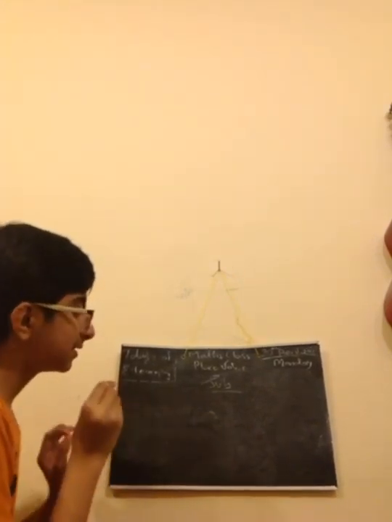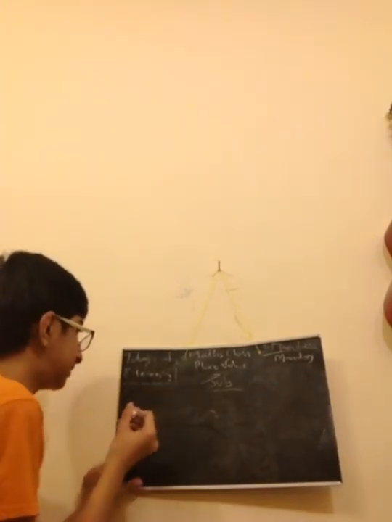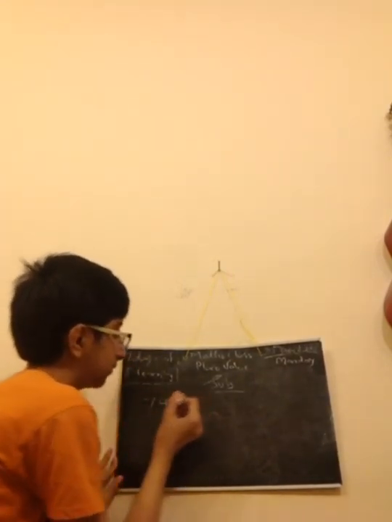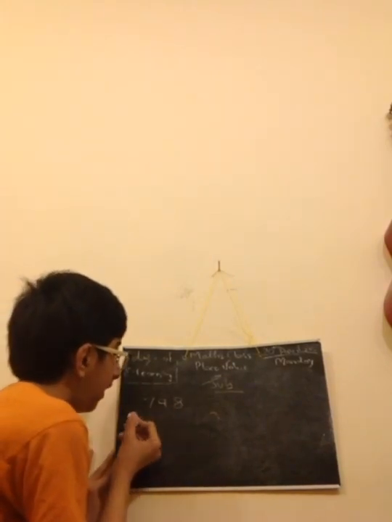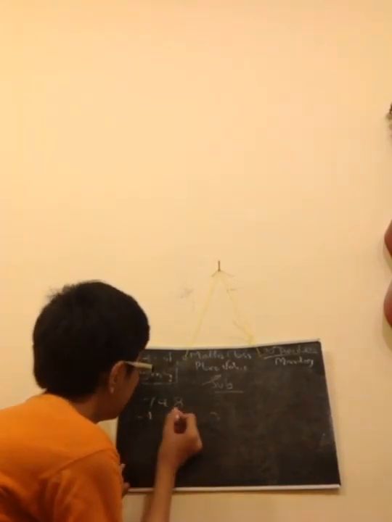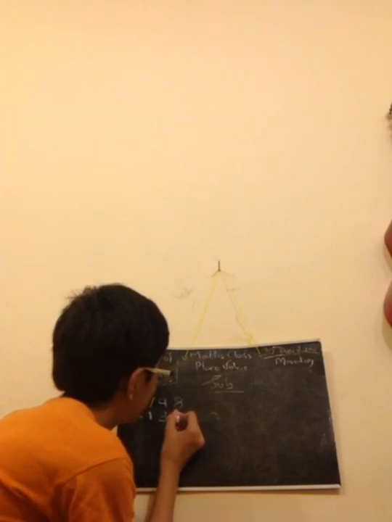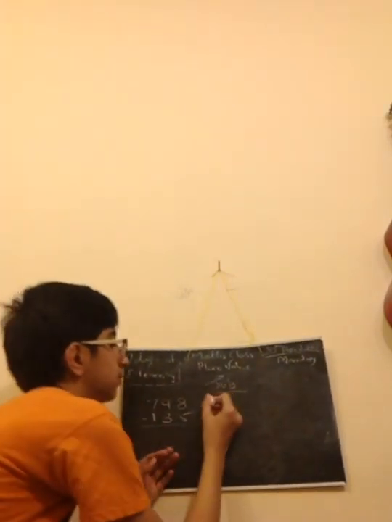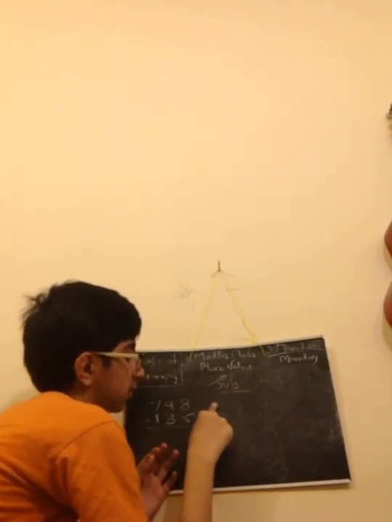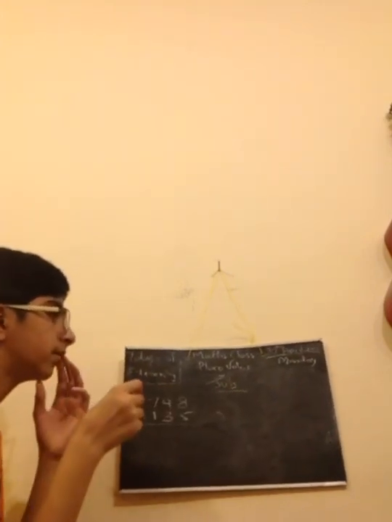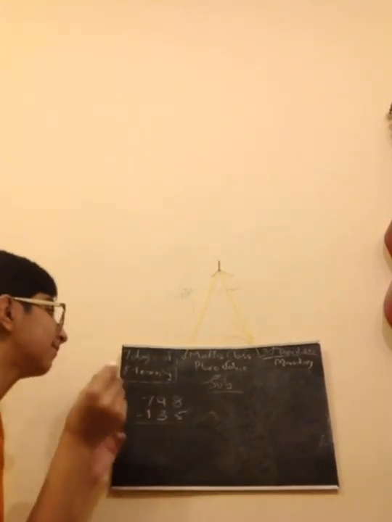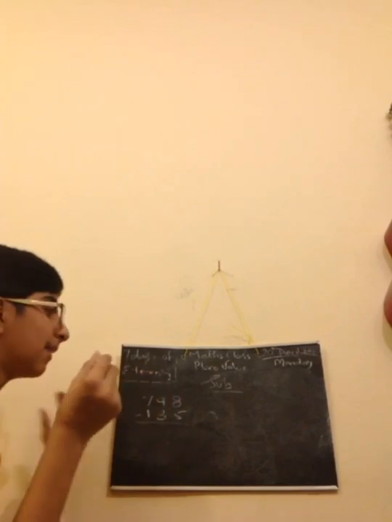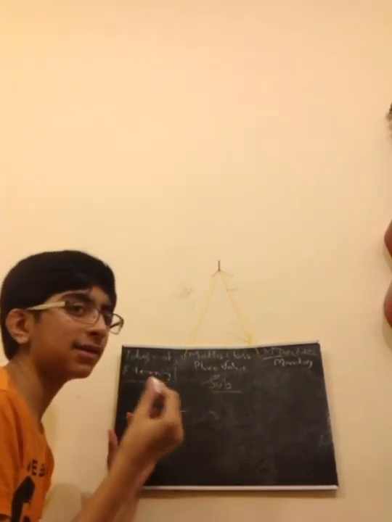Now, let's start up with the hundreds. 798 minus 135. That is quite easy. Now, this can be most easily solved vertically. So if you get a choice, it might be better if you try the vertical way.